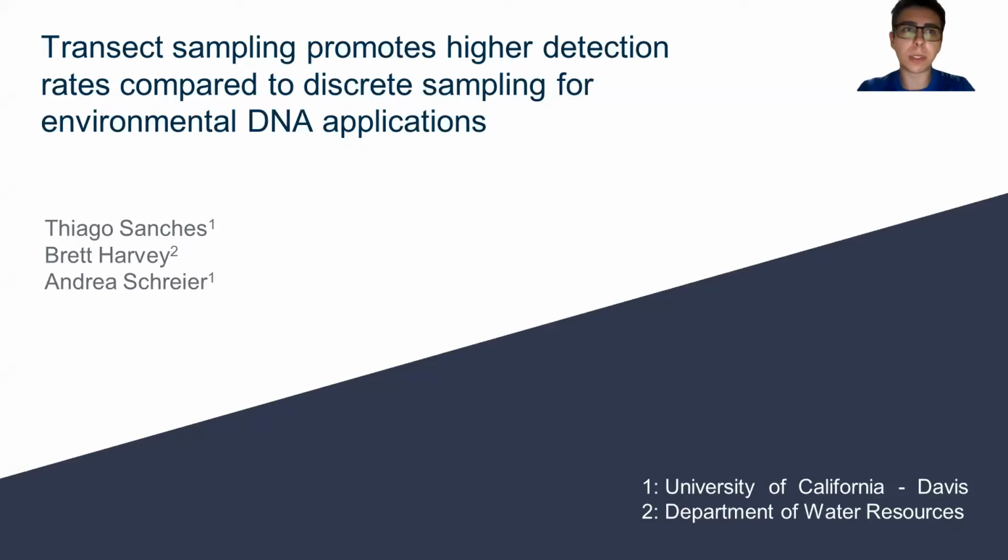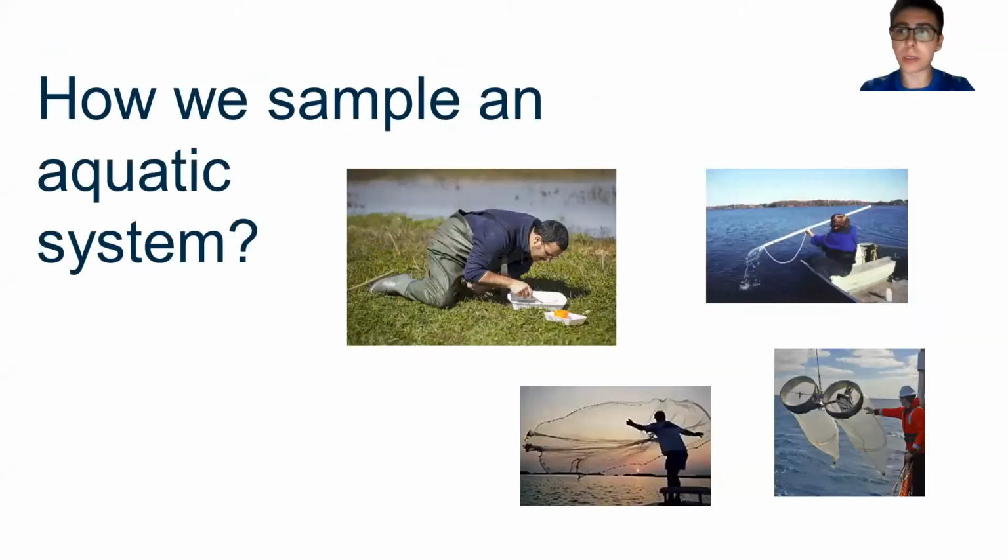Today I'm going to give a brief talk about the advantages of transect sampling compared to discrete sampling for environmental DNA applications. First of all, sampling in aquatic systems is very diverse.